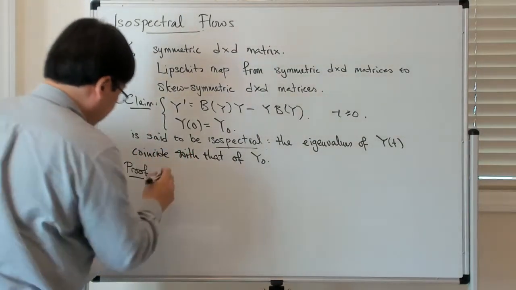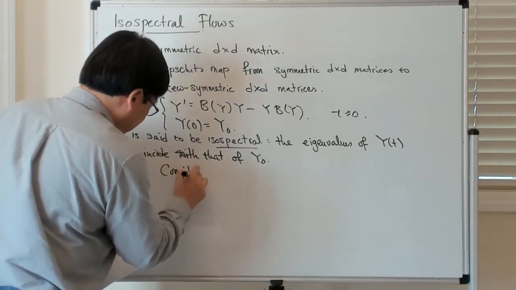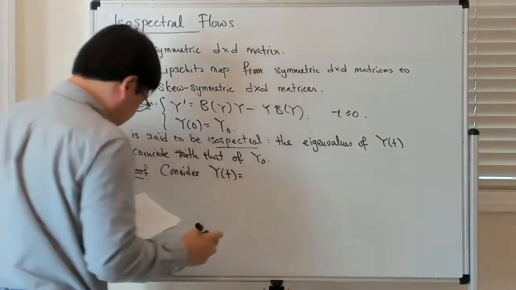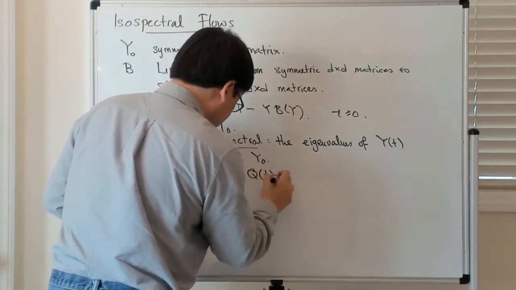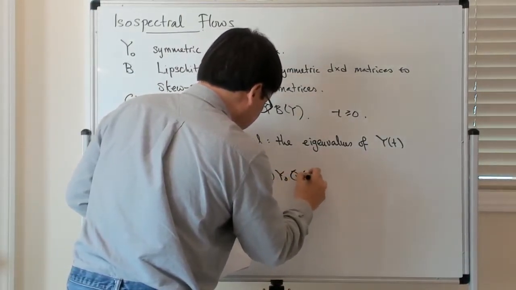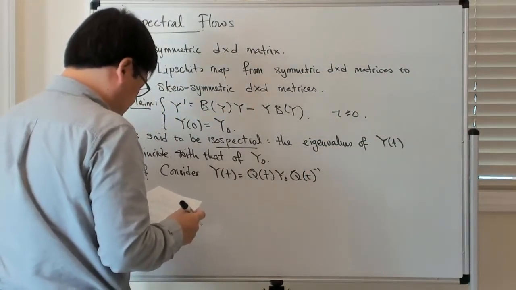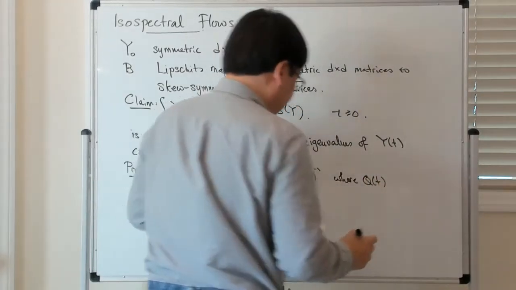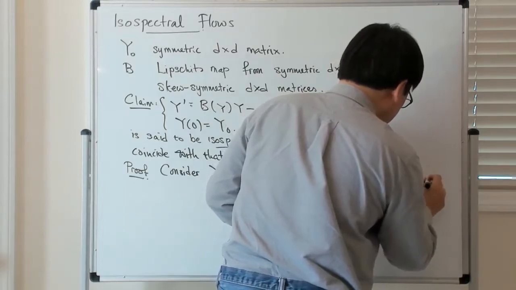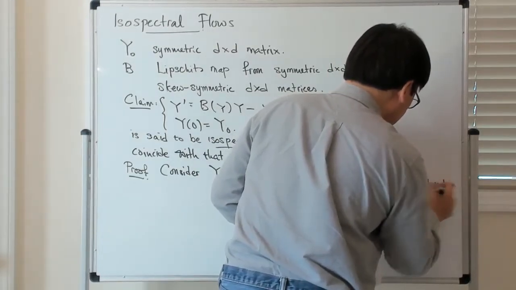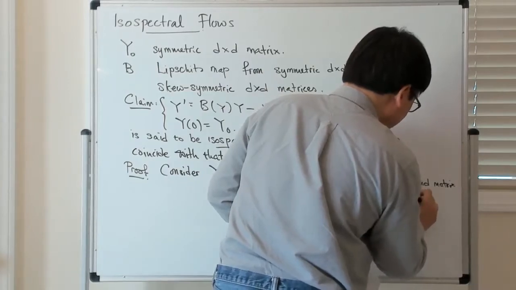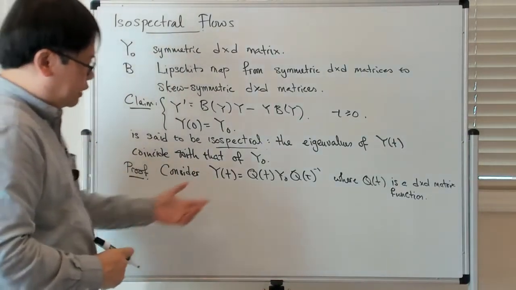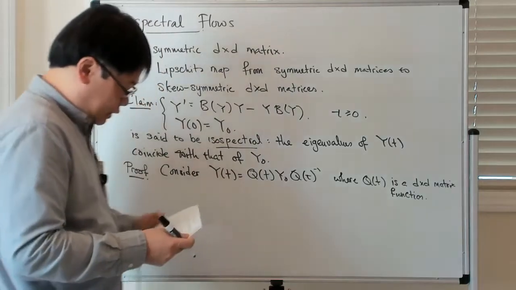Okay. So let's consider the following ansatz for the solution. So consider y of t is equal to q of t times y0 times q of t inverse, okay, where q of t is a d by d matrix function. So it's a function of time, of course. All right. And it's easy to convince yourself that if you had a solution of this form, then it would be isospectral.